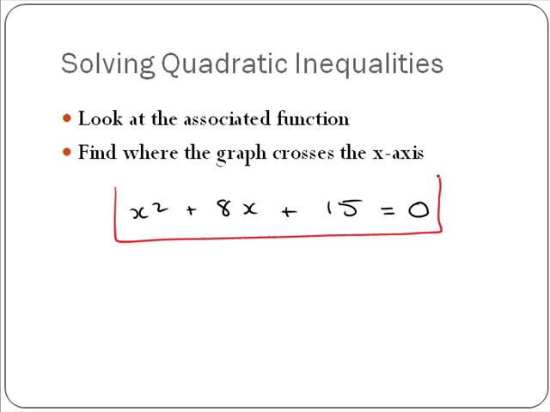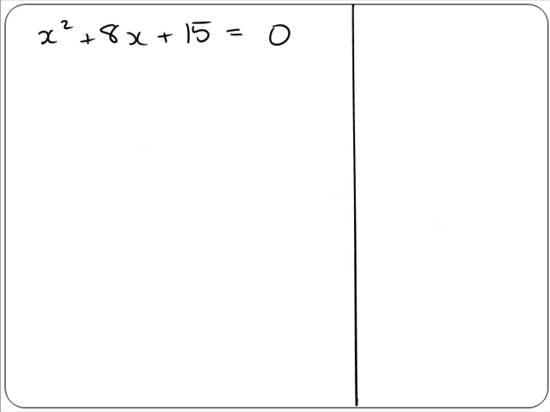As this is a quadratic equation, we solve this using the guide number method. So step 1 in the guide number method is we find the guide number by multiplying the x squared coefficient, which in this case is 1, by the constant, which in this case is 15. So we have 1 by 15 equals 15. So our guide number is 15.